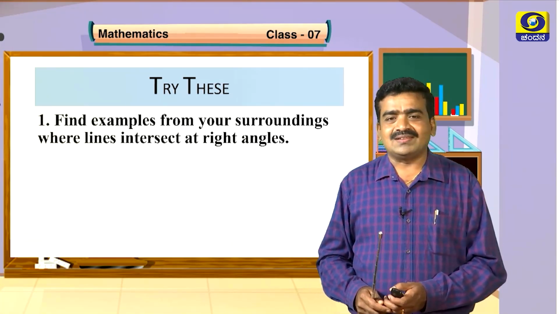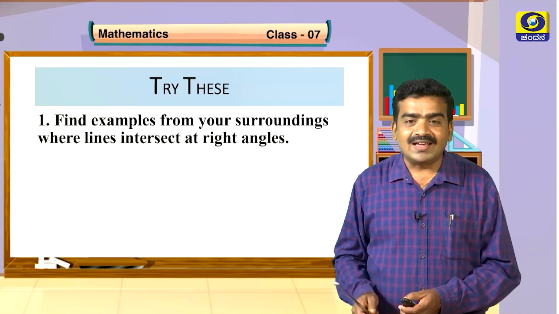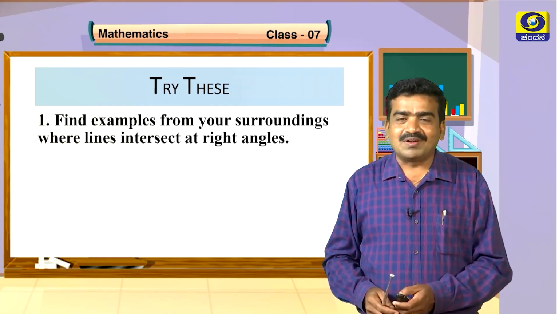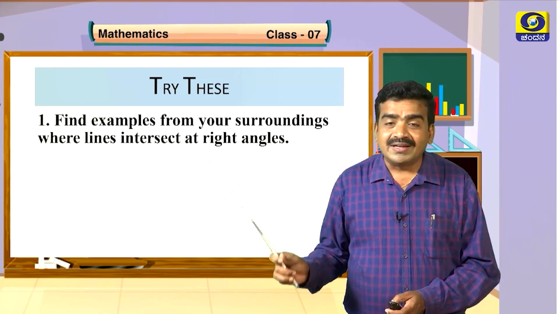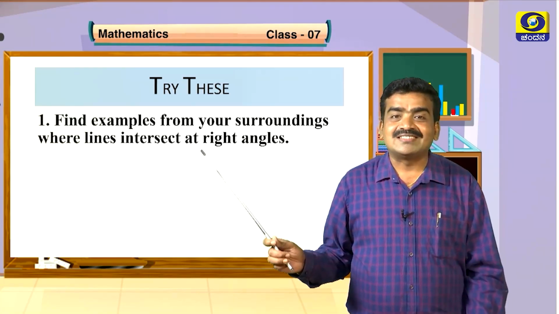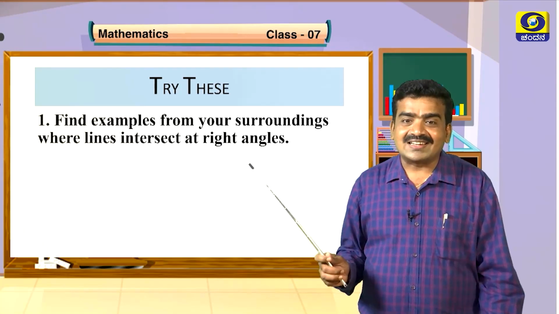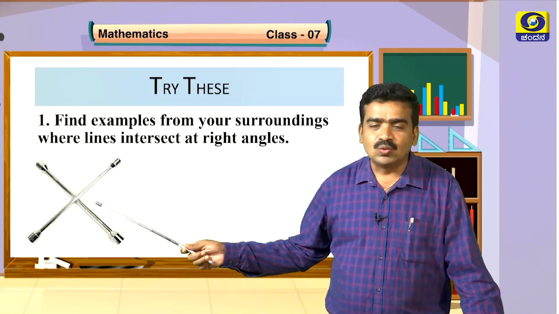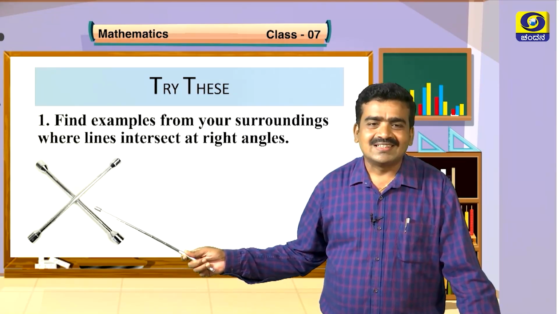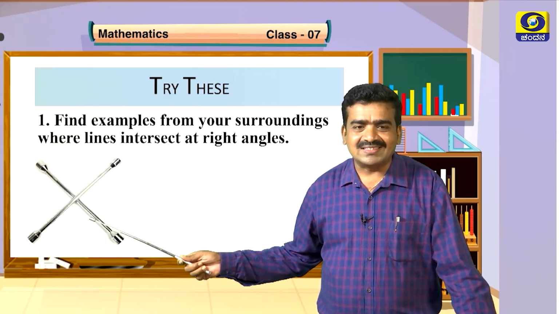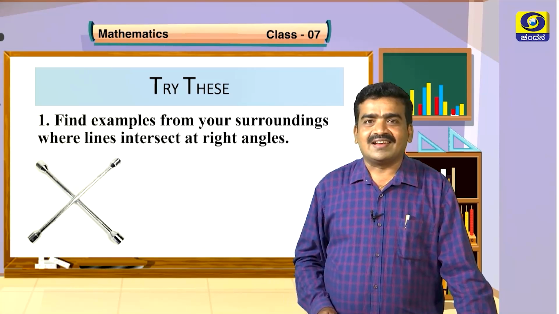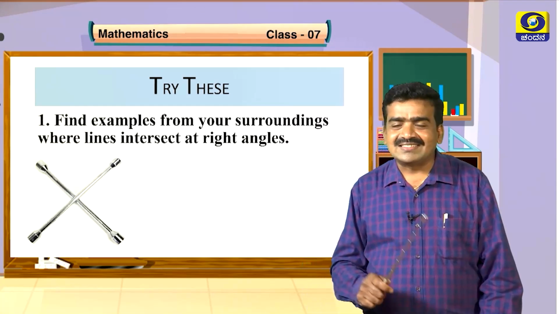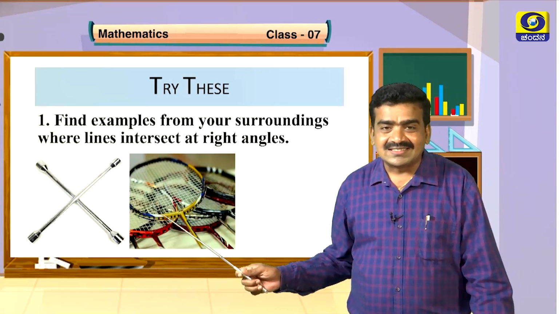Find examples from your surroundings where lines intersect at right angle. We have learnt about intersecting lines. Now you have to identify the situations or examples where the lines are intersecting at right angle. I will give you one such example. Here it is a tool used for automobile vehicles. In this tool, we can see the rays are intersected at right angle, that is, the angle between the two intersecting lines is 90 degree. What is this? Yes, you are right.